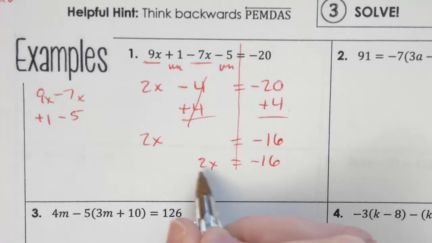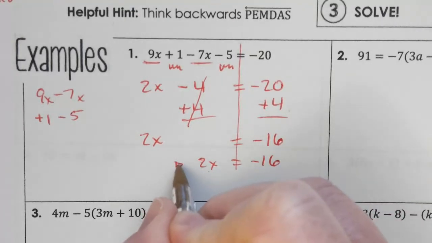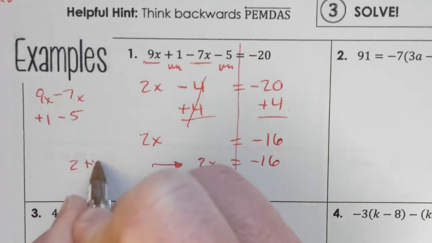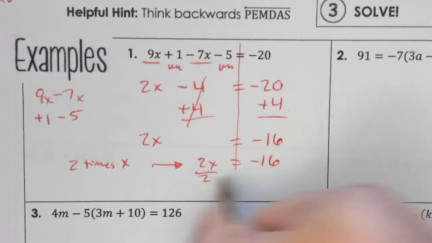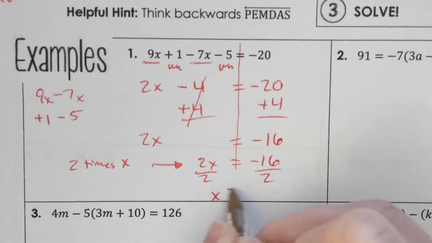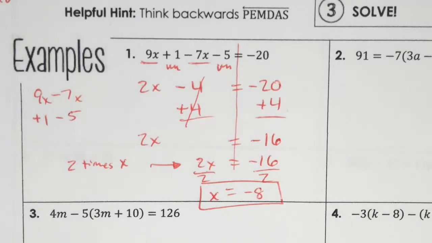We want to get rid of this 2. Right now it's multiplying. This says 2 times x. So what we're going to do is divide by 2 on both sides, and x equals negative 8. And that is our final answer. All right, let's do another example.